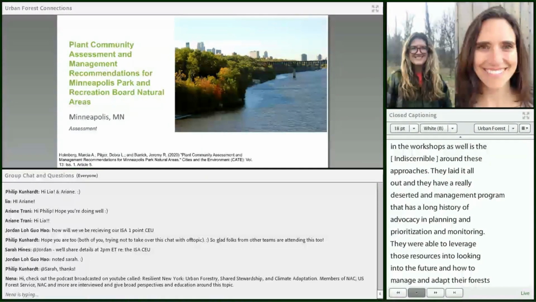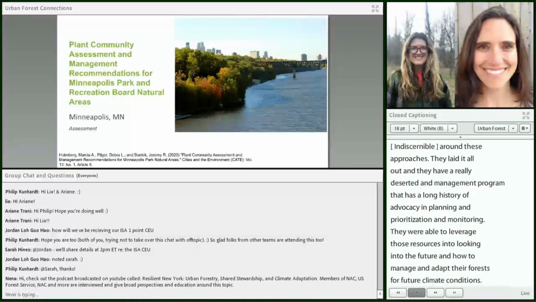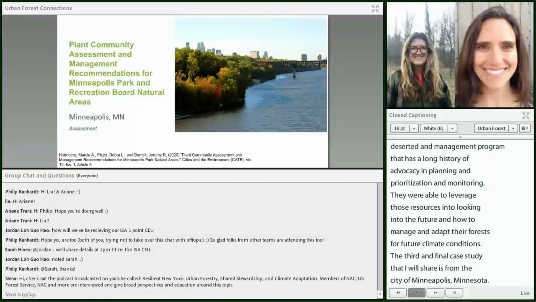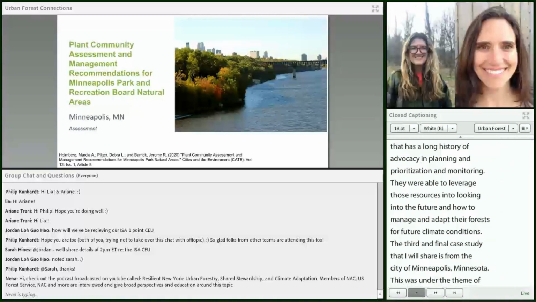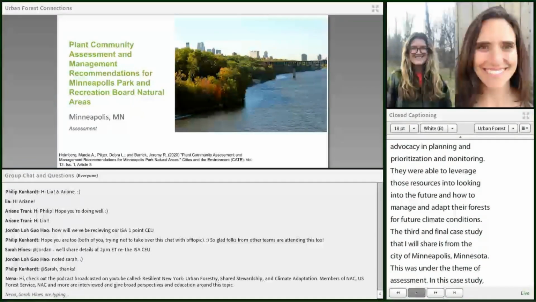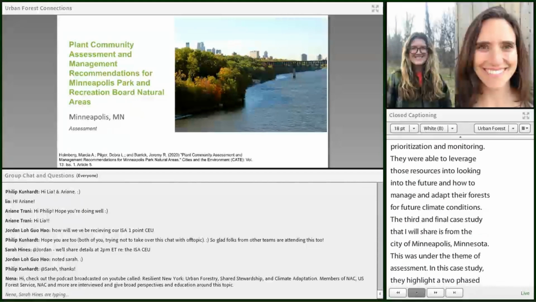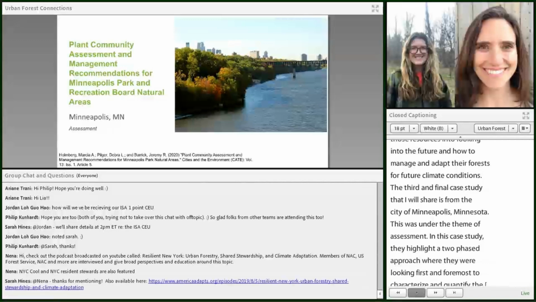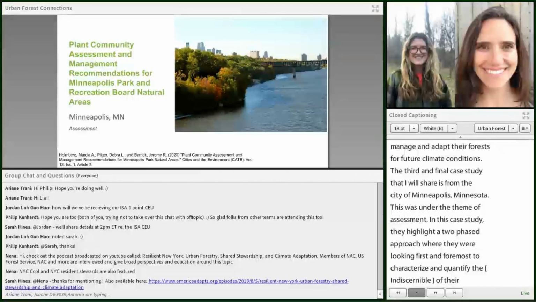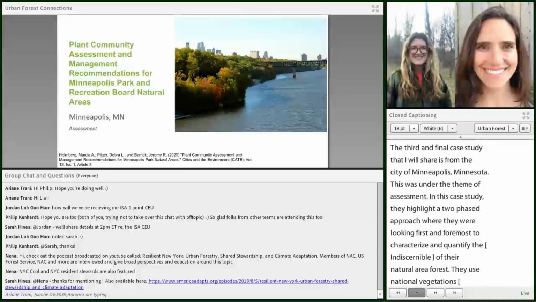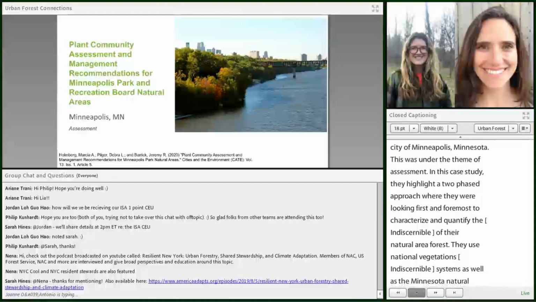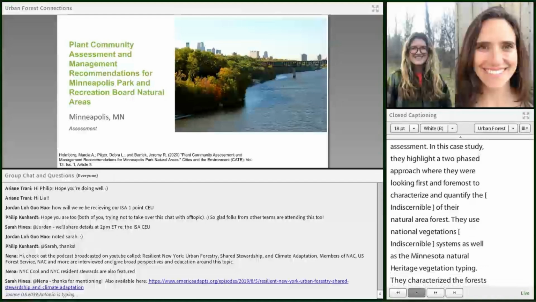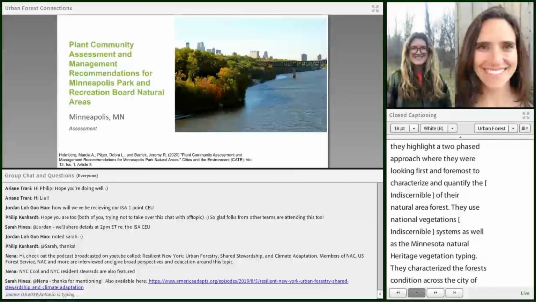And the third and final case study that I'll share is from the city of Minneapolis, Minnesota. And this was under the theme of assessment. And in this case study, they highlight a 2-phase approach where they were really looking first and foremost to characterize and quantify the condition of their natural area forests. And so they used national vegetation classification systems as well as the Minnesota Natural Heritage vegetation typing, and characterized the forest condition across the city of Minneapolis. And this is with the Minneapolis Park and Rec Board.